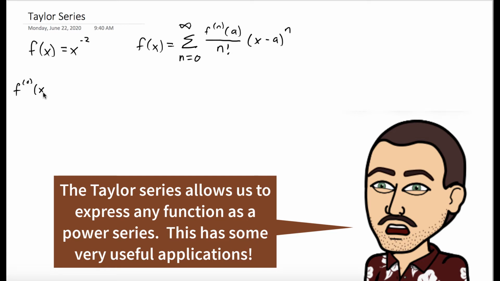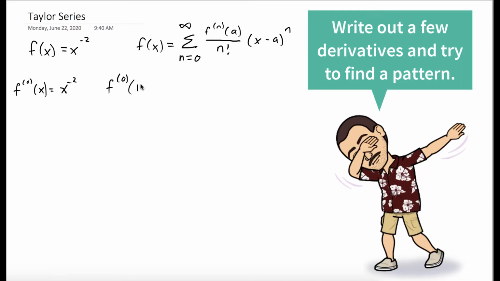So really, all the information we need is what is the nth derivative of our function evaluated at 1. So the 0th derivative, so the function evaluated at 1, that's just 1. The first derivative, we take the derivative of this function using the power rule, so that's negative 2 times x to the negative 3. When we evaluate at x equals 1, we get negative 2.